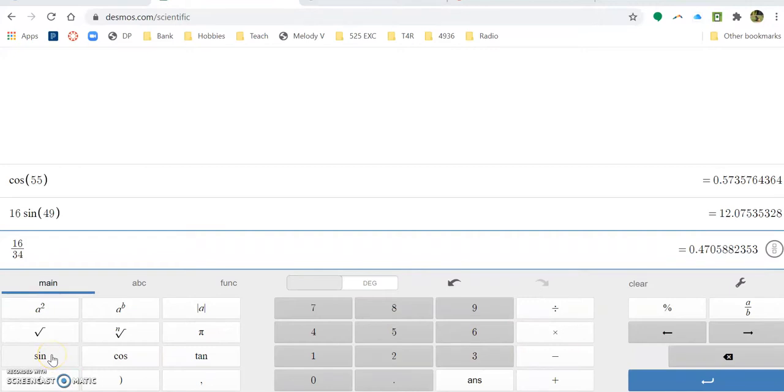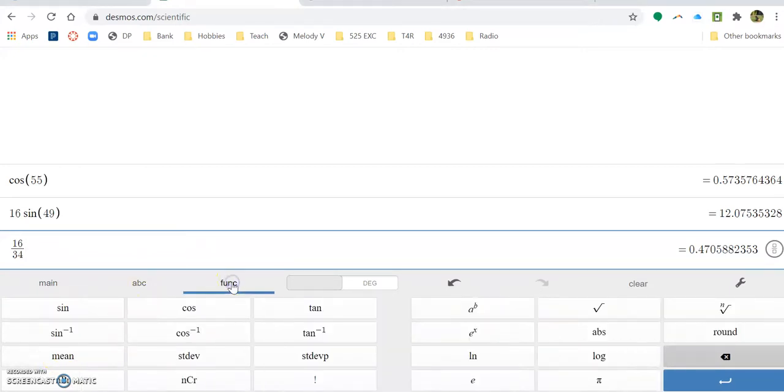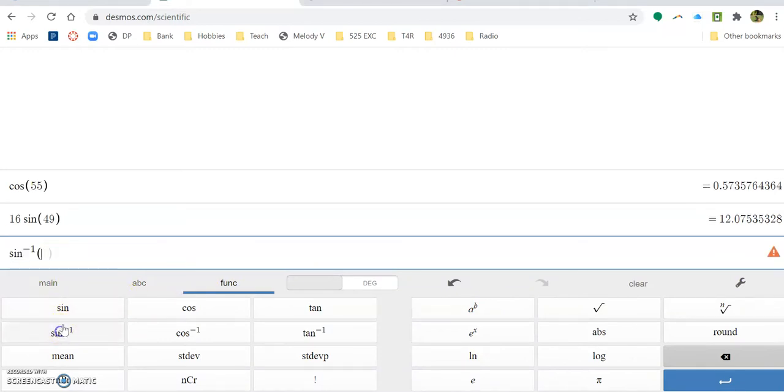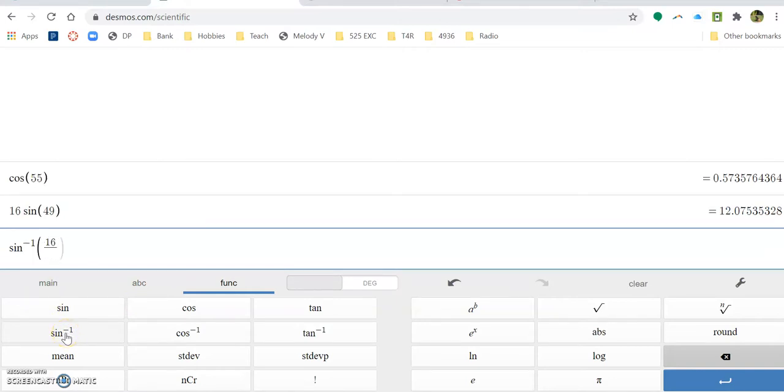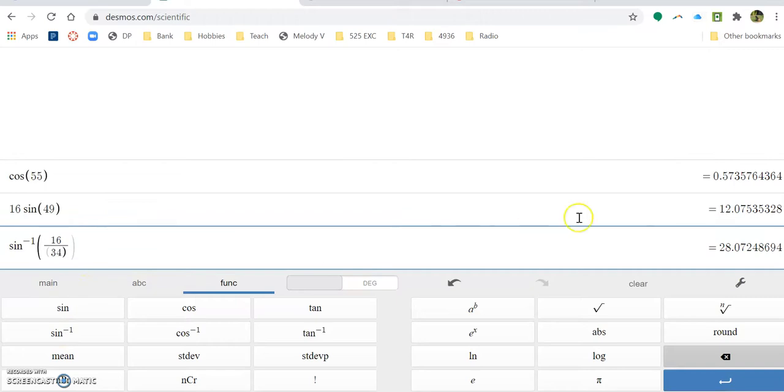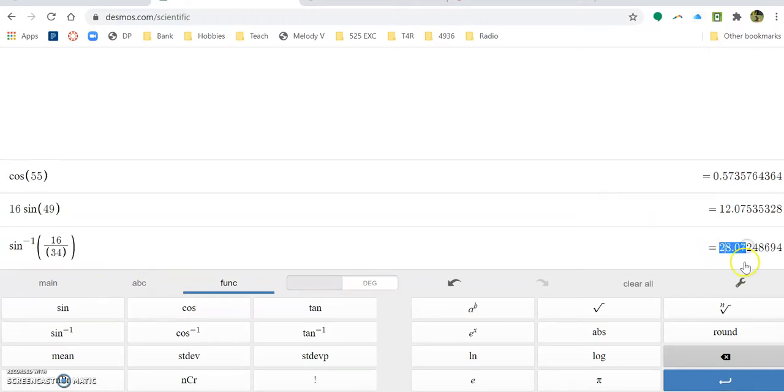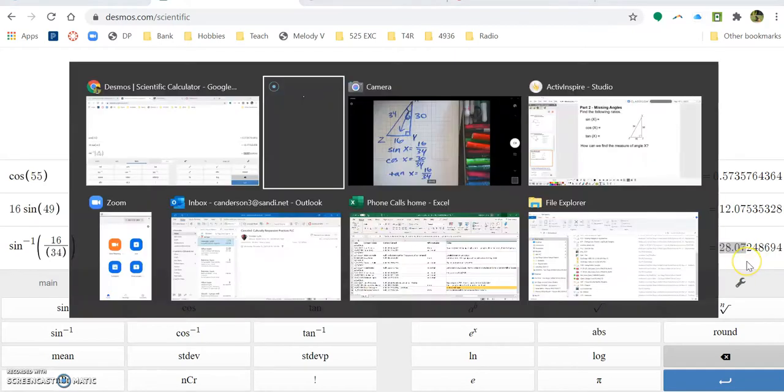So here's our sine. Oh, actually, I should have done this backwards. So we do sine to the negative 1. This is the inverse function. 16 over 34. And your angle is right here, 28.07. And we're rounding to the nearest tenth, so it'll be 28.1.